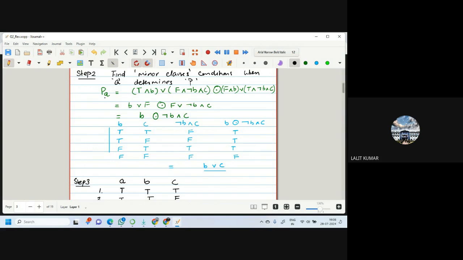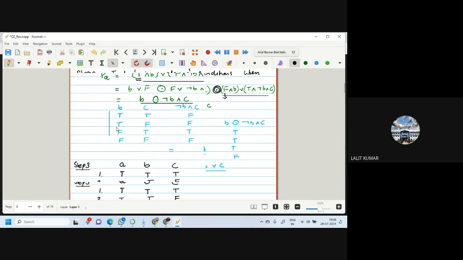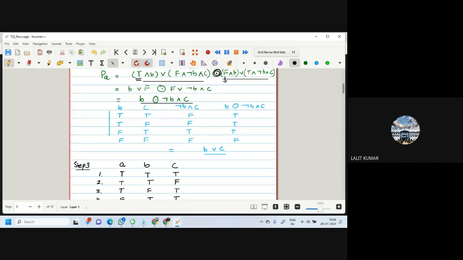So what we do, first we make A as true. We do this, and in the second we make A as false, and then we do the XOR for that. So when we solve this, we got B XOR not B not C. So from here, when we solve, I got B or C. Now, what can be done?